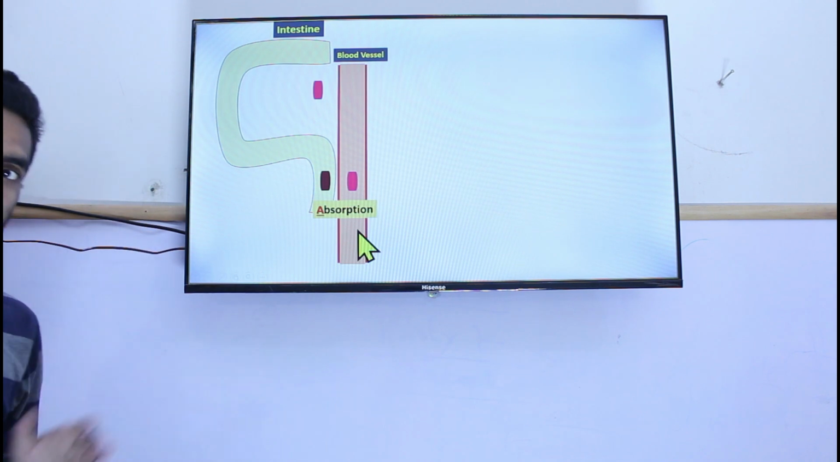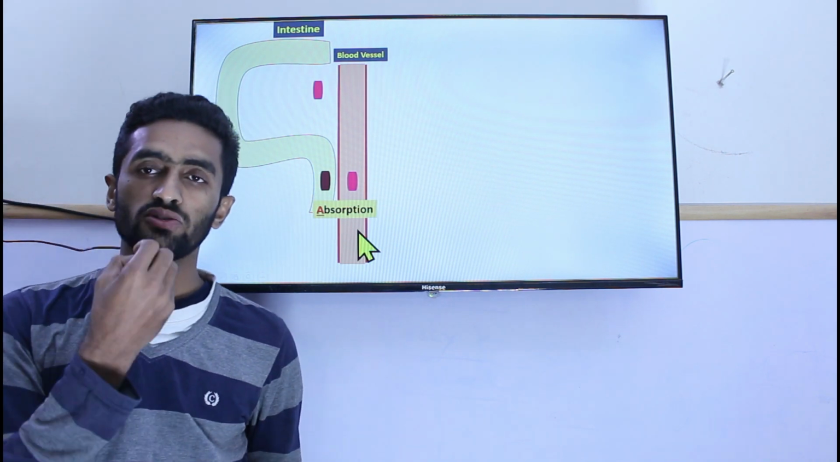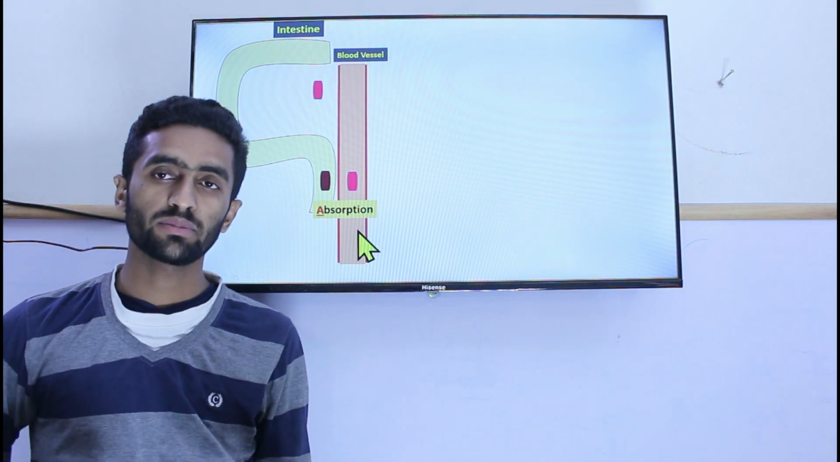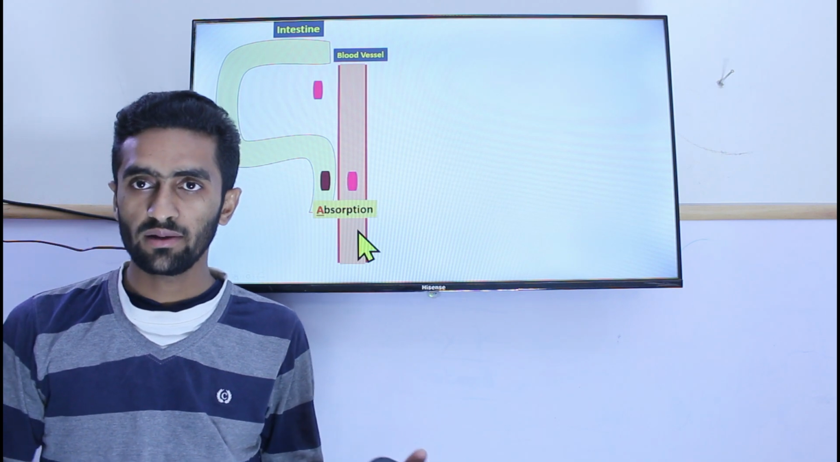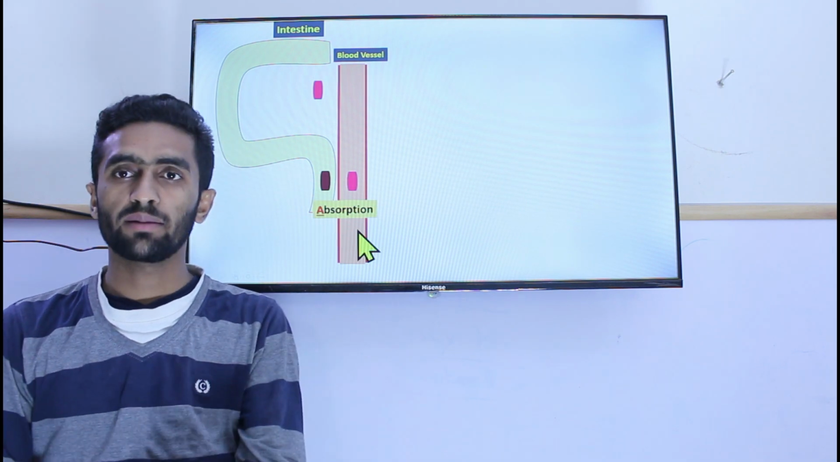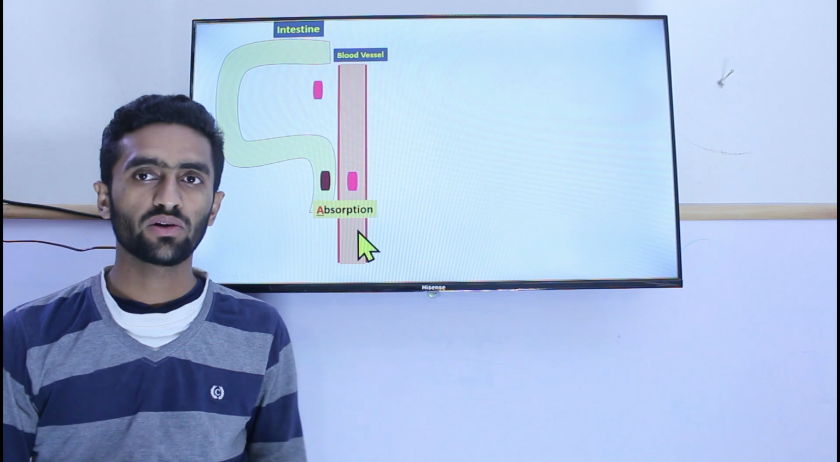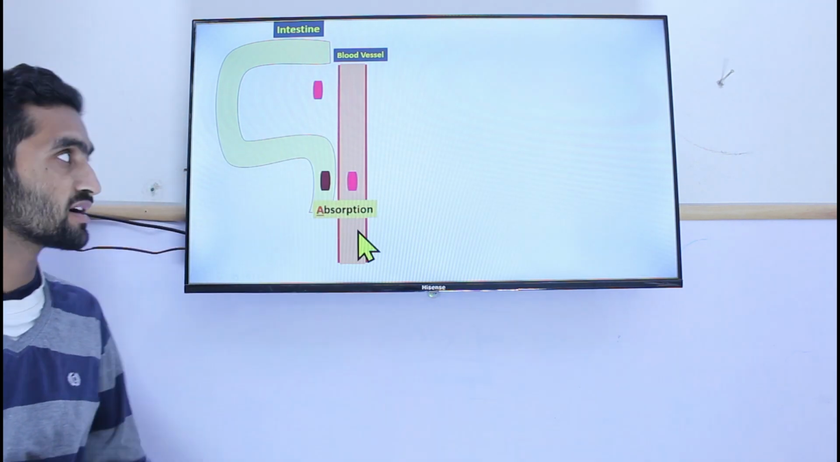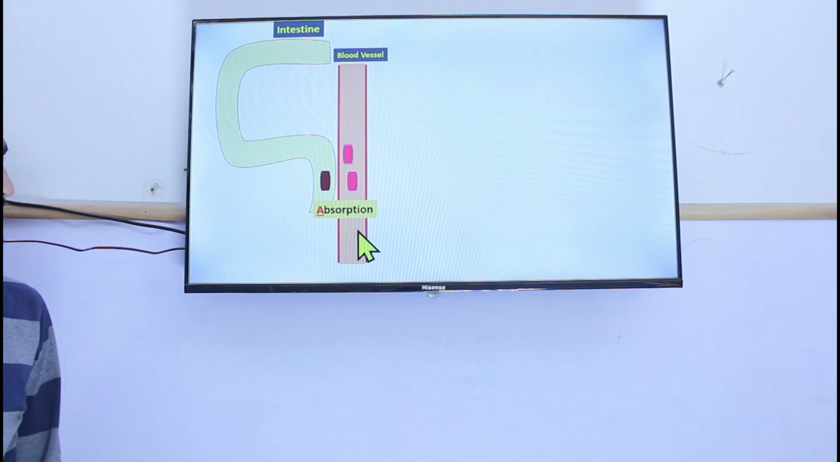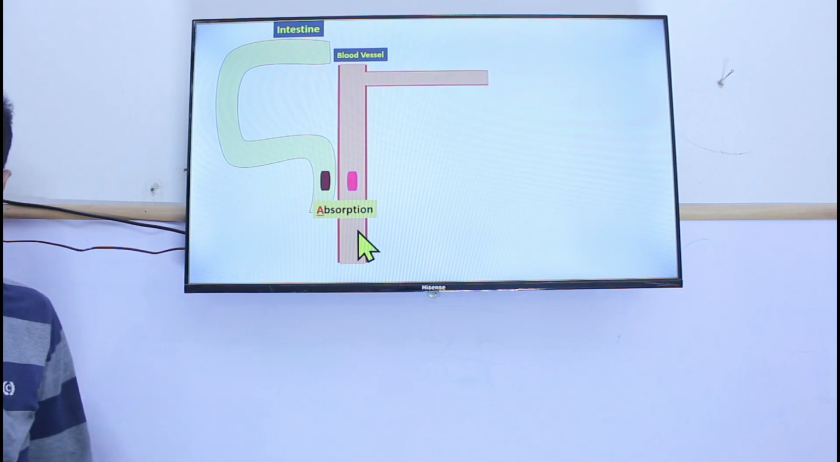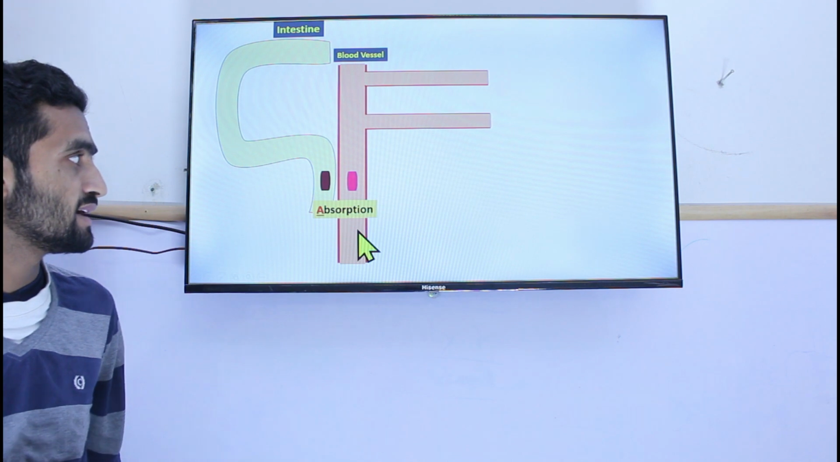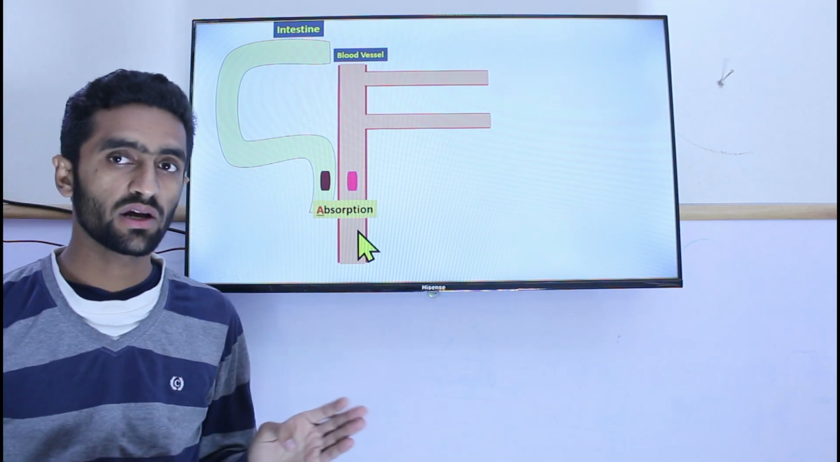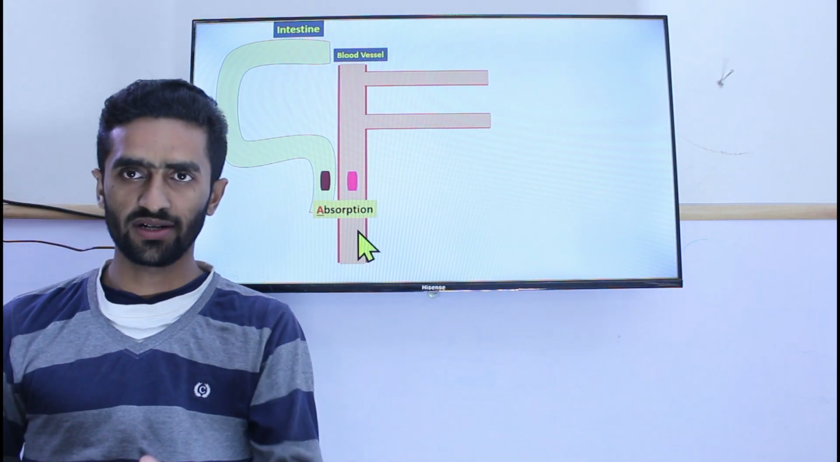It's not necessarily that all drugs should be absorbed by the intestine. Sometimes we give the drug IV, meaning intravascular, by injection. In that case, our drug comes directly into the blood, so there is no need for absorption. And after it comes into the blood, it has to distribute into different tissues.